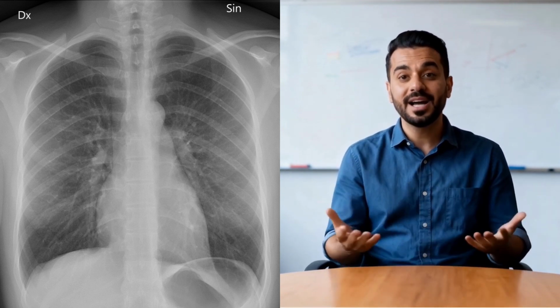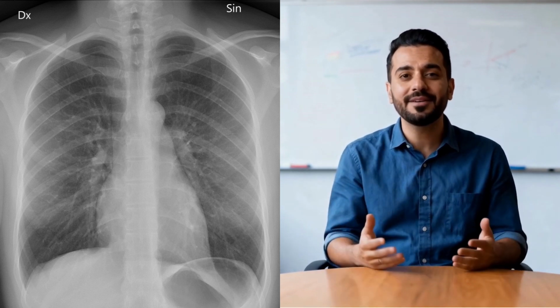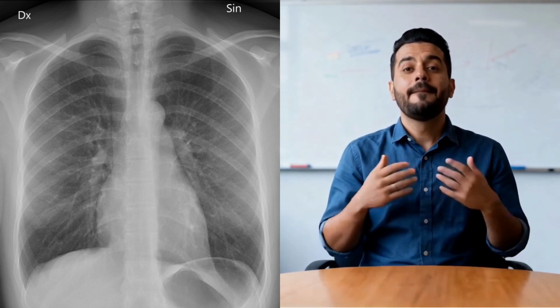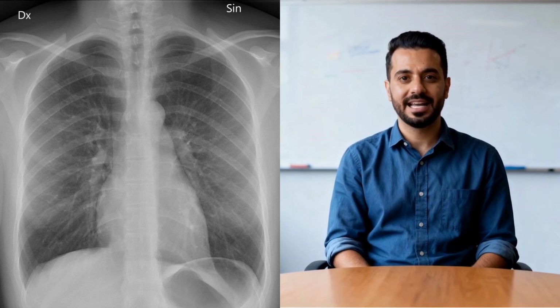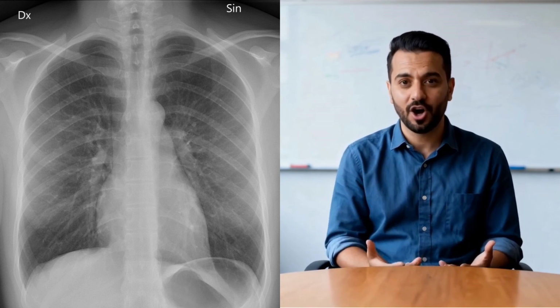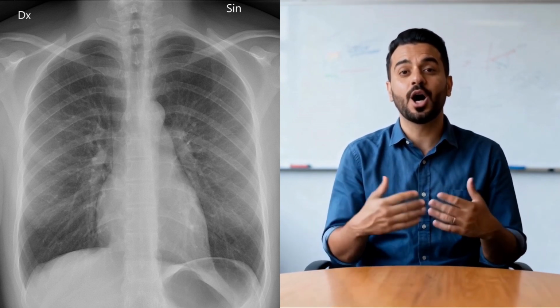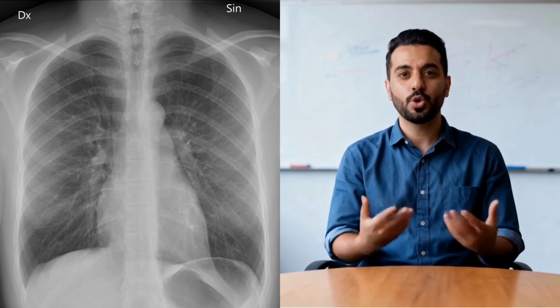Compare left and right. Are they the same darkness? Is there a mass, a cavity, an area that is too white? When an area is too white, it means increased density. We call this consolidation. Consolidation is often a sign of pneumonia, and pneumonia is one of the most common reasons a chest X-ray is ordered.